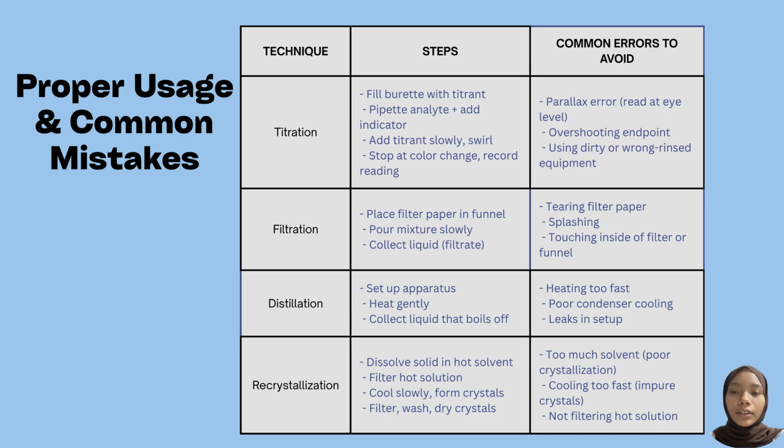Next, the steps for distillation are: the first one, we need to set up the apparatus. Second one is heat it gently and collect the liquid that boils off. Common errors to avoid are heating too fast, poor condenser cooling, and leaks in the setup.